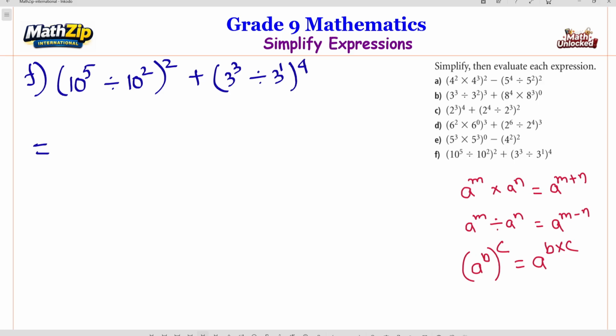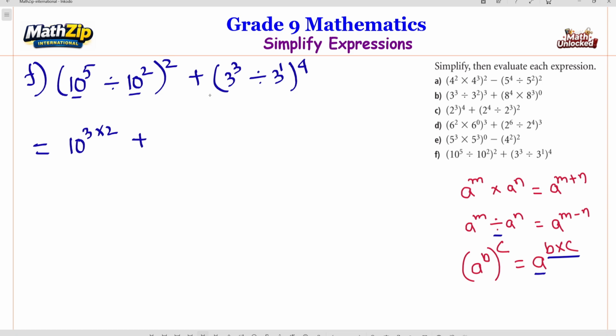So first we know once the bases are the same, in division the powers will be subtracted. It means 10, 5 minus 2, it's a 3, and here is a 2, it will be multiplied with this. Why? Because a to the power b to the power c means a to the power b times c.